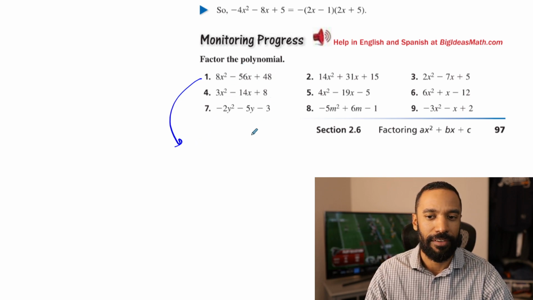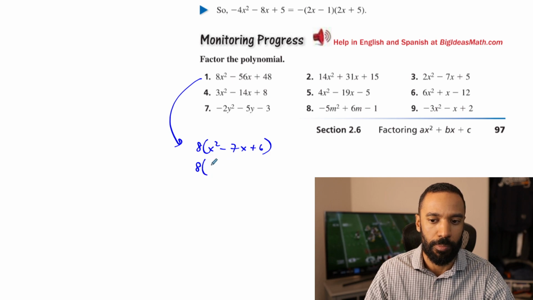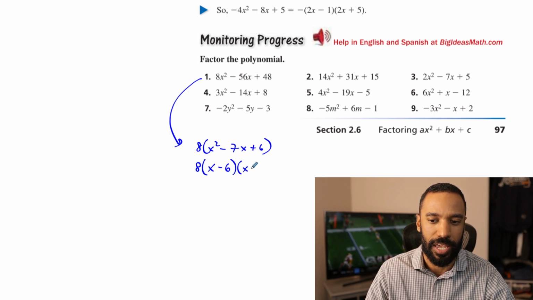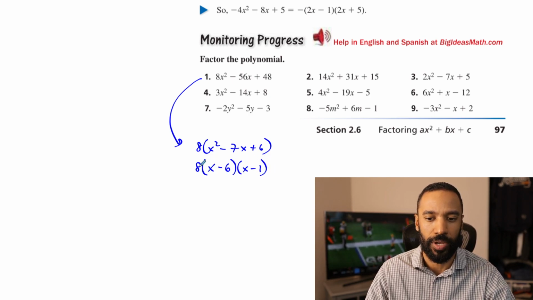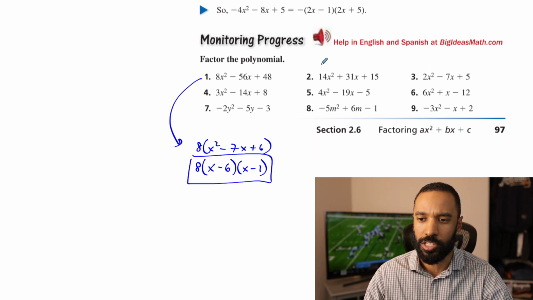On number 1, I have a GCF of 8. If I factor that 8 out, then I have this, and this is where I can answer with this being a 1, what two numbers multiply to 6 and add to negative 7, and it's those two guys right there. So that's number 1. Number 2, let's see, I can write these above.